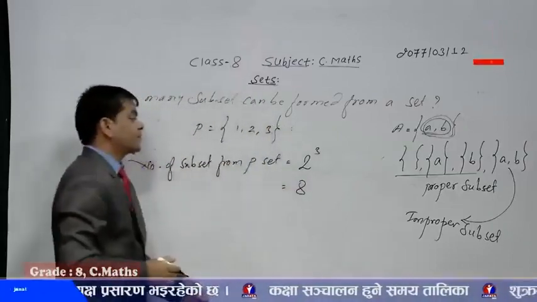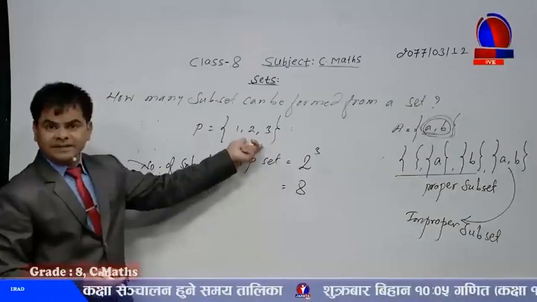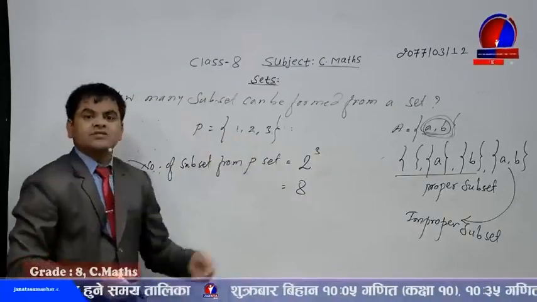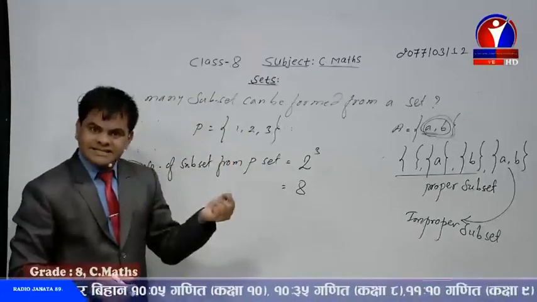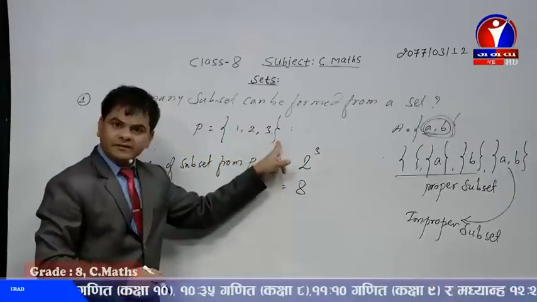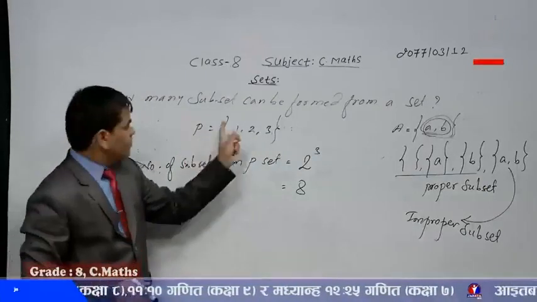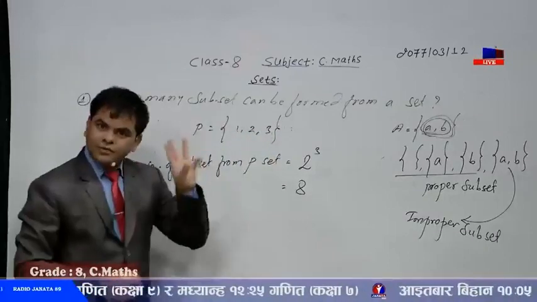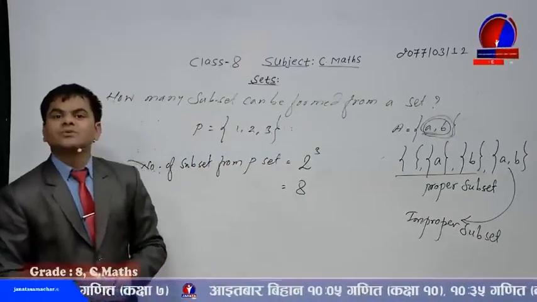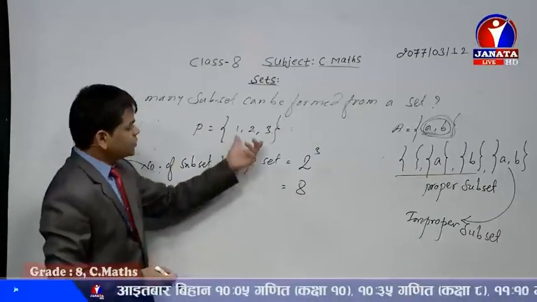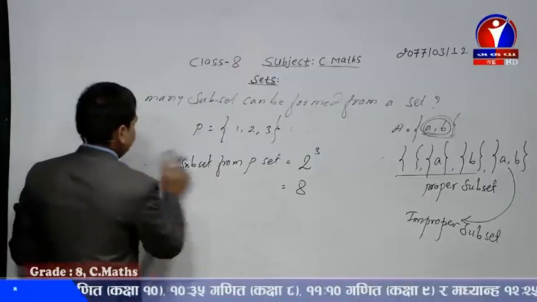So that means there will be 8 subsets that can be prepared by using the elements of a set having just 3 elements. That means 1 will be the empty or null set, 3 will be singleton sets, then with 2 elements there will be {1, 2}, {1, 3}, {2, 3} subsets that can be prepared, and the improper subset {1, 2, 3}, another one. So by doing so, there will be 8 subsets that can be prepared.